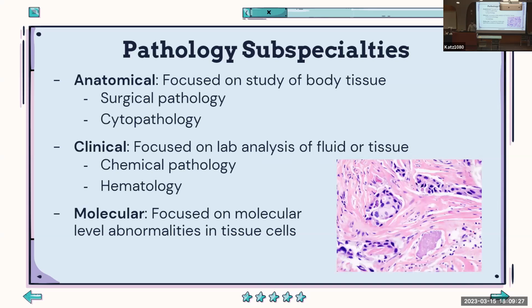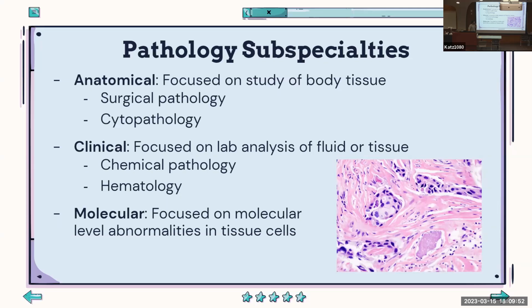Pathology. So there is the anatomical pathology, which is essentially looking at the body tissues. There's surgical pathology and cytopathology under it. And we have clinical pathology, where they look at essentially lab analysis of fluid and tissue. It can be chemical pathology, or hematology is in there as well. So looking at the blood smears and all that stuff.